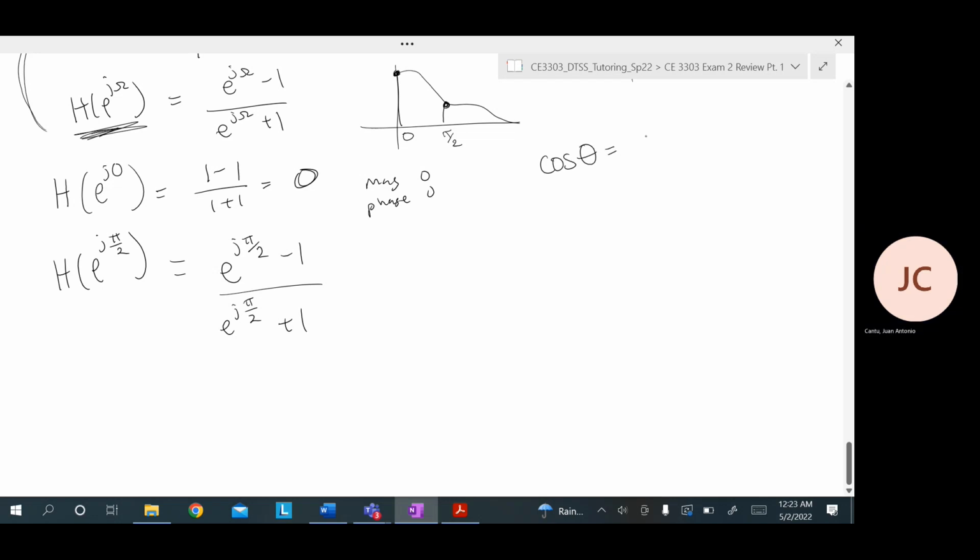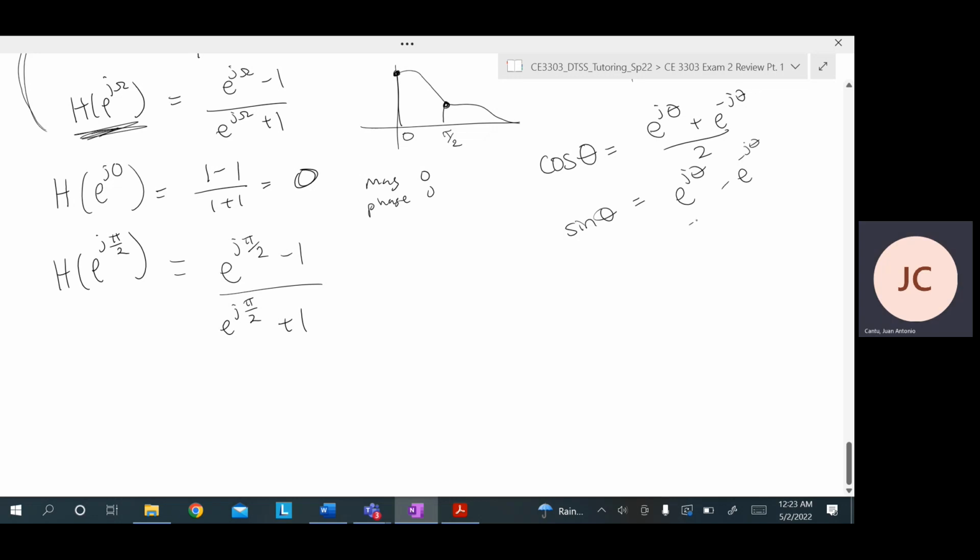Cosine theta is equal to e to the j theta plus e to the minus j theta divided by 2. Sine theta is equal to e to the j theta minus e to the minus j theta over 2j. Okay, so what I'm going to want to do is actually multiply e to the, how am I going to do this again? Oh, I believe I had solved this a different way at first.